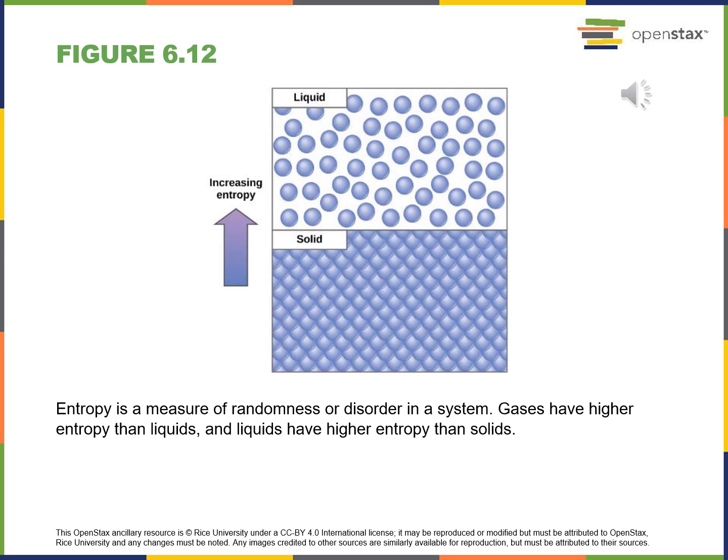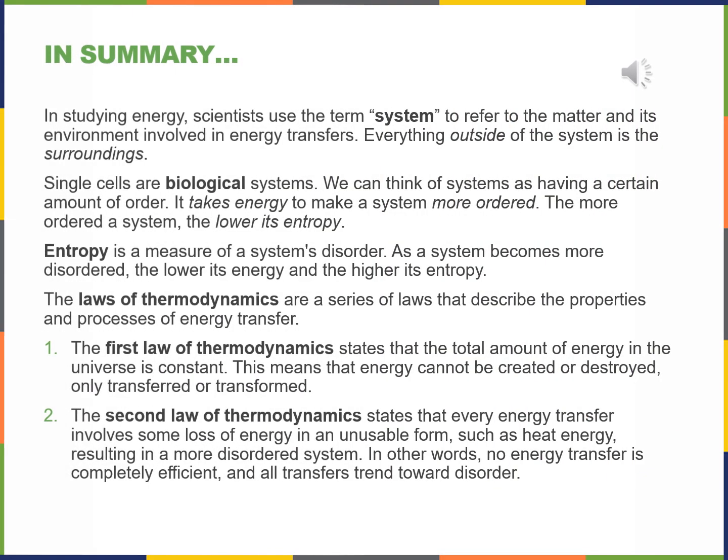Figure 6.12. Entropy is a measure of randomness, or disorder, in a system. Gases have higher entropy than liquids, and liquids have higher entropy than solids. In summary, in studying energy, scientists use the term system to refer to the matter and its environment involved in energy transfers. Everything outside of the system is the surroundings.